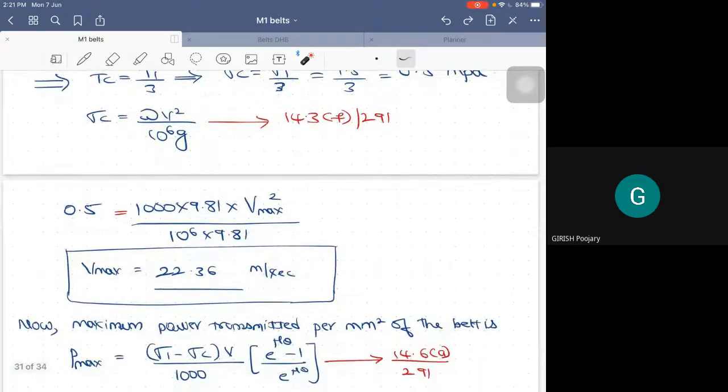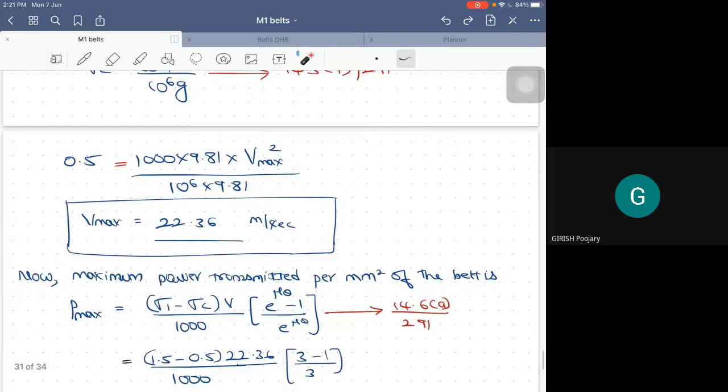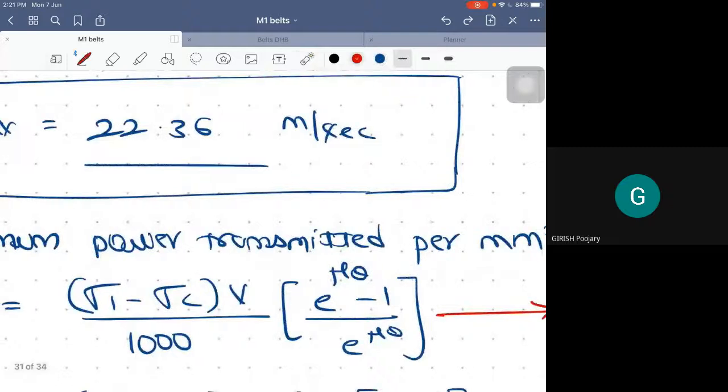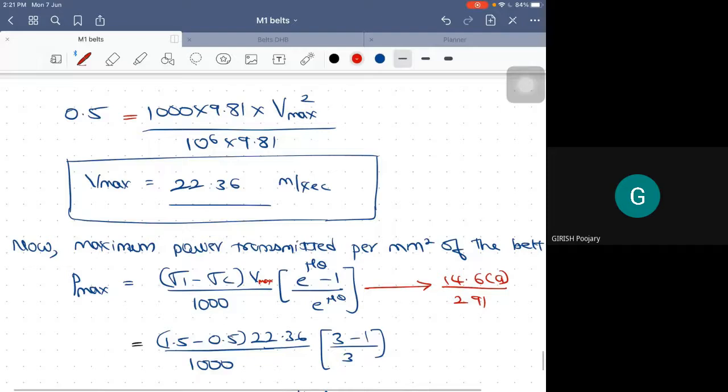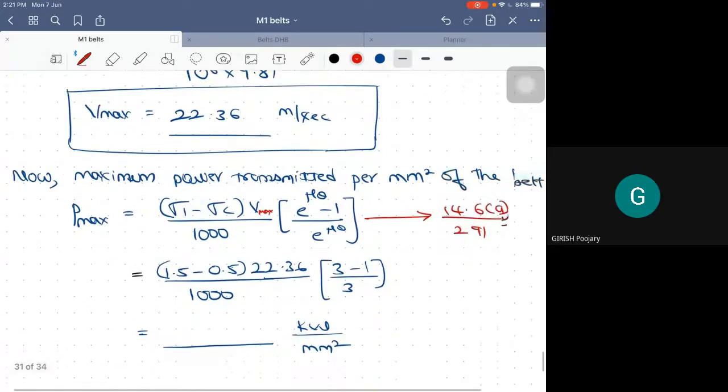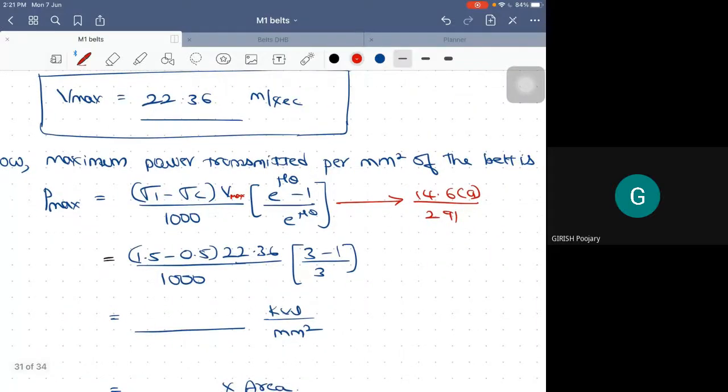Okay, pick that. You know the value of sigma c. You know the value of v. It is not just v, it is Vmax, guys. I'll just highlight this so you should not get confused. It is not just V, it is Vmax there. Substitute all the things and give me the value of the maximum power that can be transmitted.